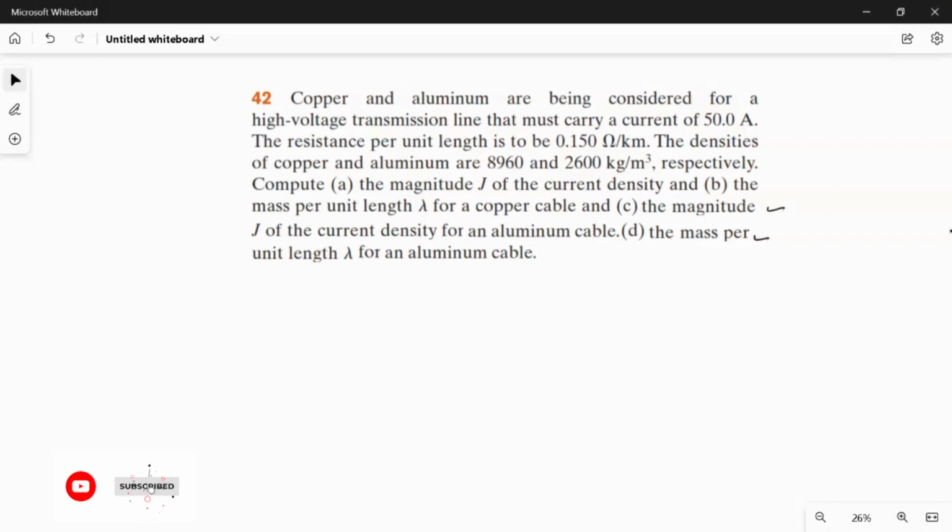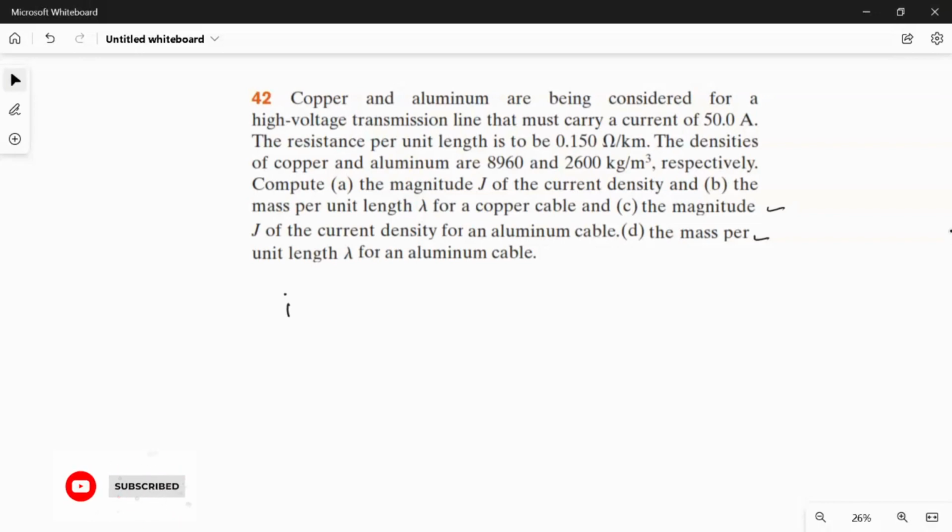In the previous video, I solved the first two questions based on the copper cable. So in this video, I am going to work out these two questions, part C and part D, for the aluminum cable. And for that, we are going to use only the aluminum information. Clear? So before that, I would like to write the given first.